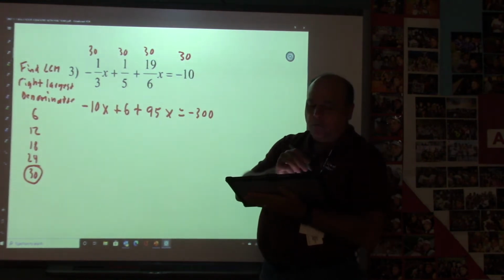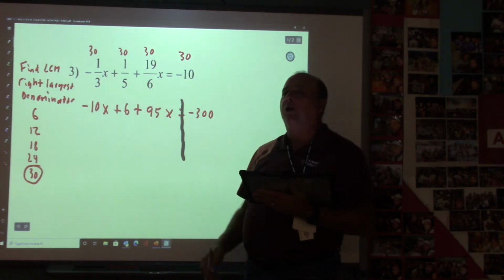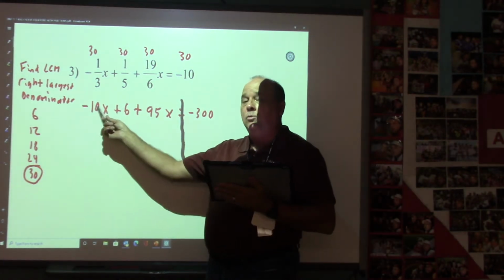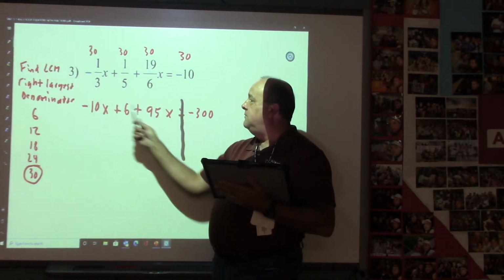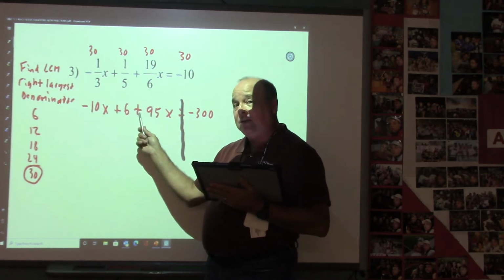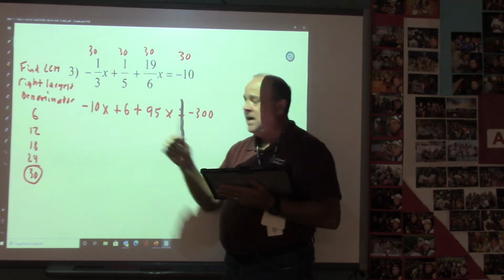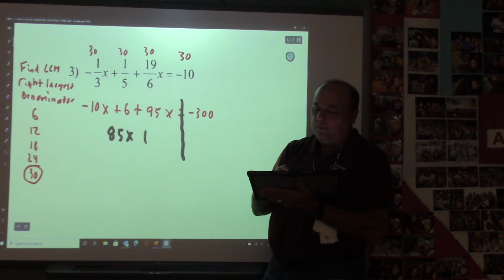Now then, we're going to draw a bar to the equal sign. And we're going to collect our like terms. We're going to combine the letters first. Notice the letters are on the same side of the equal sign, aren't we? So we don't have to move them across, do we? So we have negative 10 and 95, right? There's more 95s than 10s, so it's going to be positive, and I won't add, I'll subtract one. So negative 10 plus 95 is going to be an 85x. I'm going to drop my plus 6, and that's going to equal negative 300.